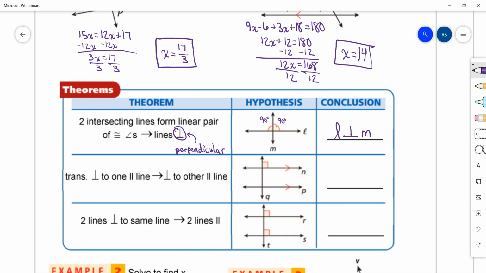The next one says that if the transversal is perpendicular to one parallel line, so here the transversal is perpendicular to N, it has to be perpendicular to P as well. So Q must be perpendicular to P also. N and P are parallel, perpendicular to N, so it has to be perpendicular to P.